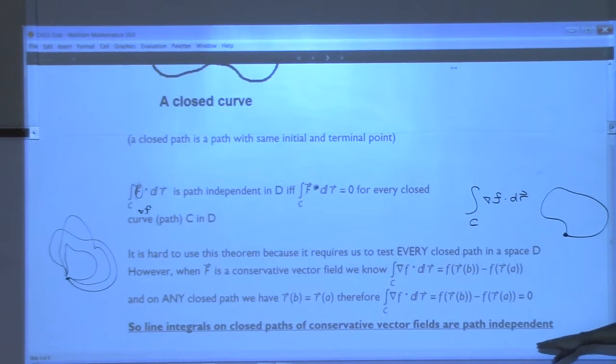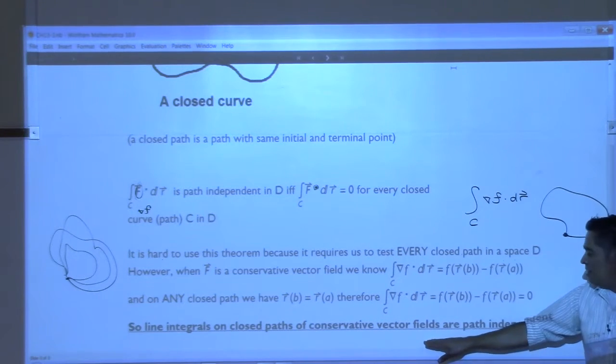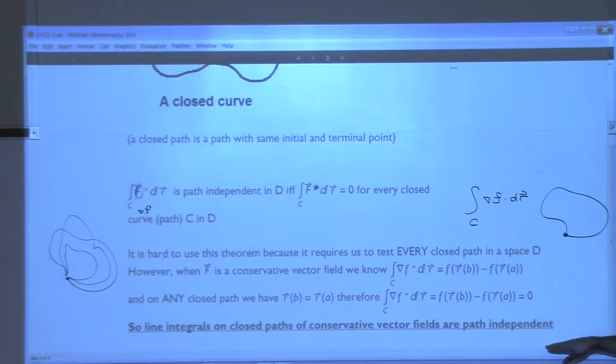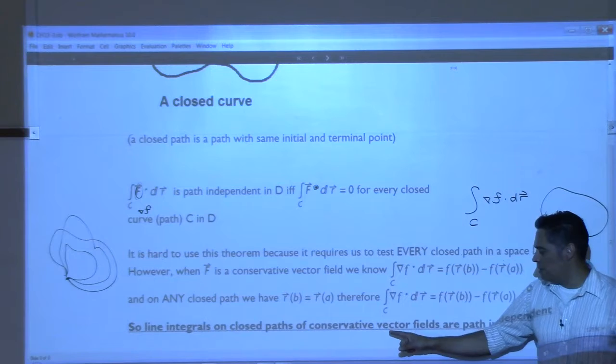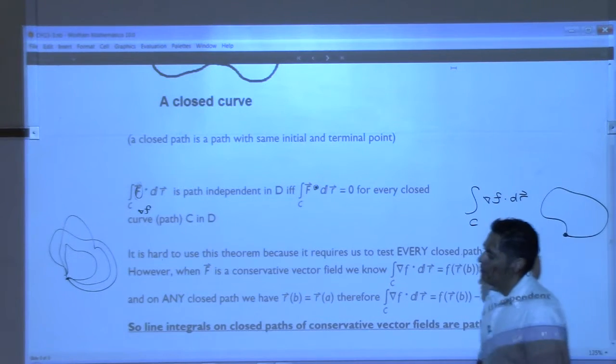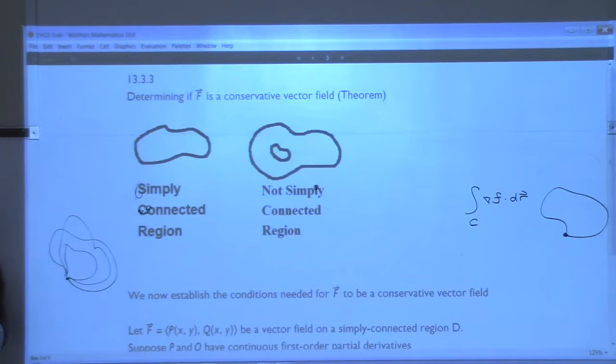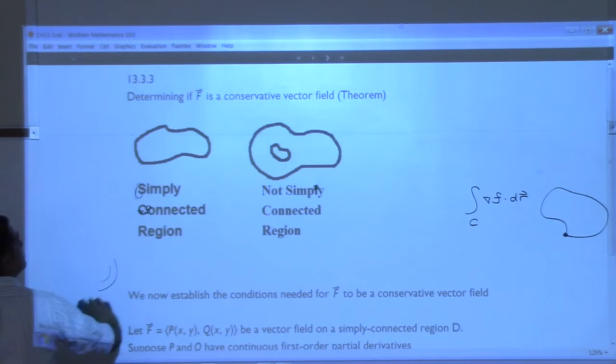Line integrals on closed paths of conservative vector fields are always path independent. As long as it's closed and it's a conservative vector field, then the path doesn't matter. You're always going to get the same result. You're always going to get 0. And if it's just a regular vector field, if it's non-conservative, you can't conclude that. That's correct. Okay. Okay, now a little bit more about curves.